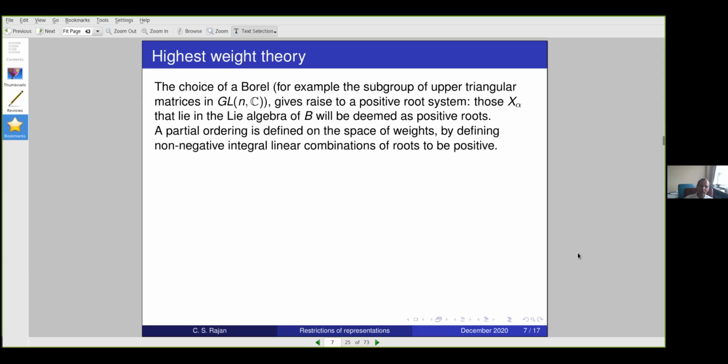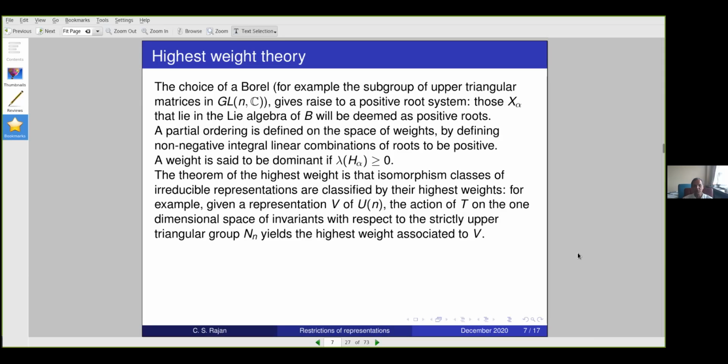And we also have the partial ordering defined on the space of weights by defining non-negative integral linear combinations of roots to be positive. Okay, and a weight is said to be dominant if lambda of H_alpha is greater than or equal to 0. This H_alpha, one can think of it also as a co-root, alpha check. And the theorem of the highest weight is that isomorphism classes of irreducible representations are classified by their highest weight.